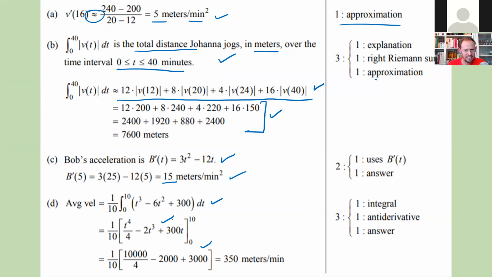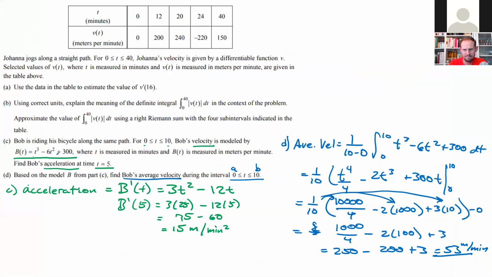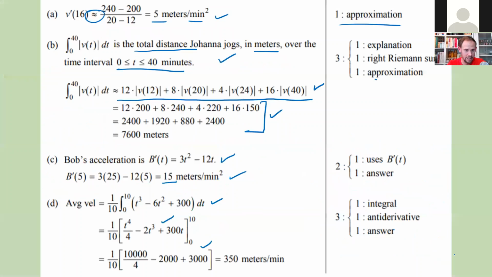Did I lose the 300? Did it change to a 3? It did change to a 3. Fixed it. This was a non-calculator question, which means you don't have to work out the numbers. You could get to right here and stop and just not work it out from there. That's perfectly fine. But I would have lost the point for here because I changed my 300 to a 3 somehow. Oopsies. It happens.